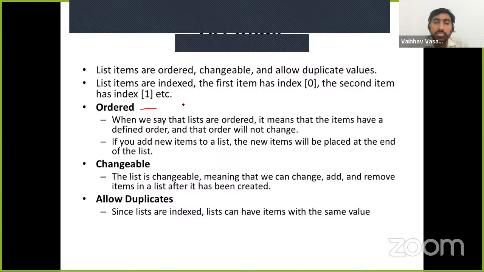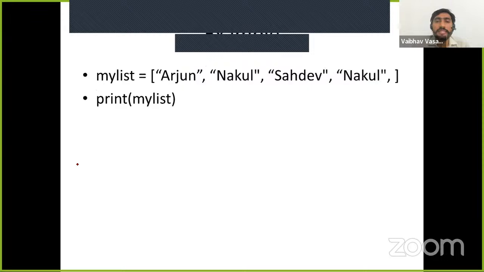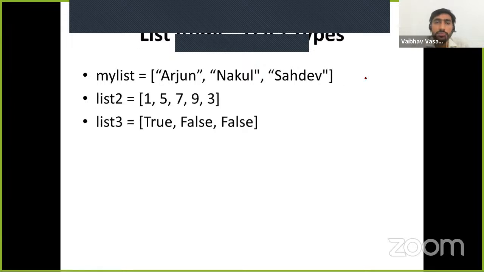Allow duplicates. Since lists are indexed, lists can have items with the same value. So we can have duplicates also. See, in this example, I have Arjun, Nakul, Sahadev, and Nakul. So I can have a duplicate of that. Different data types in a list are also possible.